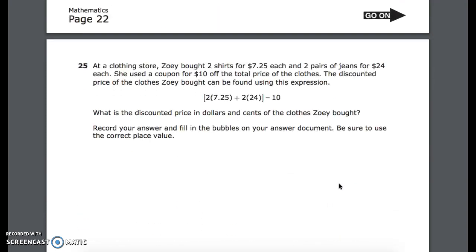Number 25. At a clothing store, Zoe bought 2 shirts for $7.25 each and 2 pairs of jeans for $24 each. She used a coupon for $10 off the total price of the clothes. The discounted price of the clothes Zoe bought can be found using this expression. What is the discounted price in dollars and cents of the clothes Zoe bought? Record your answer and fill in the bubbles on your answer document. Be sure to use the correct place value. Go to the second video for the rest of the problems.